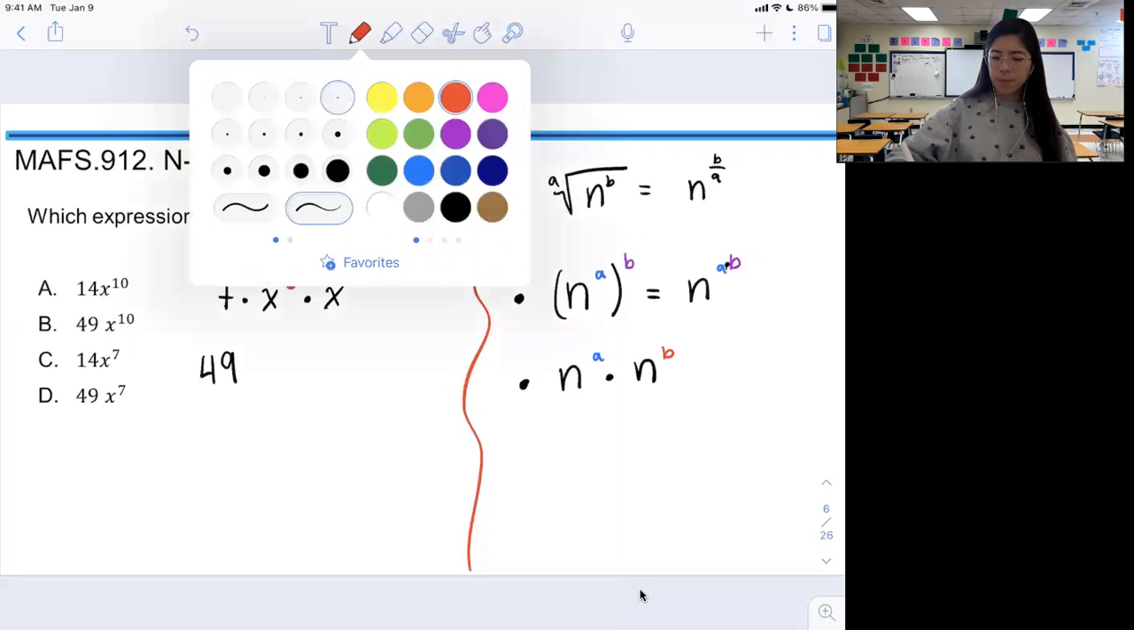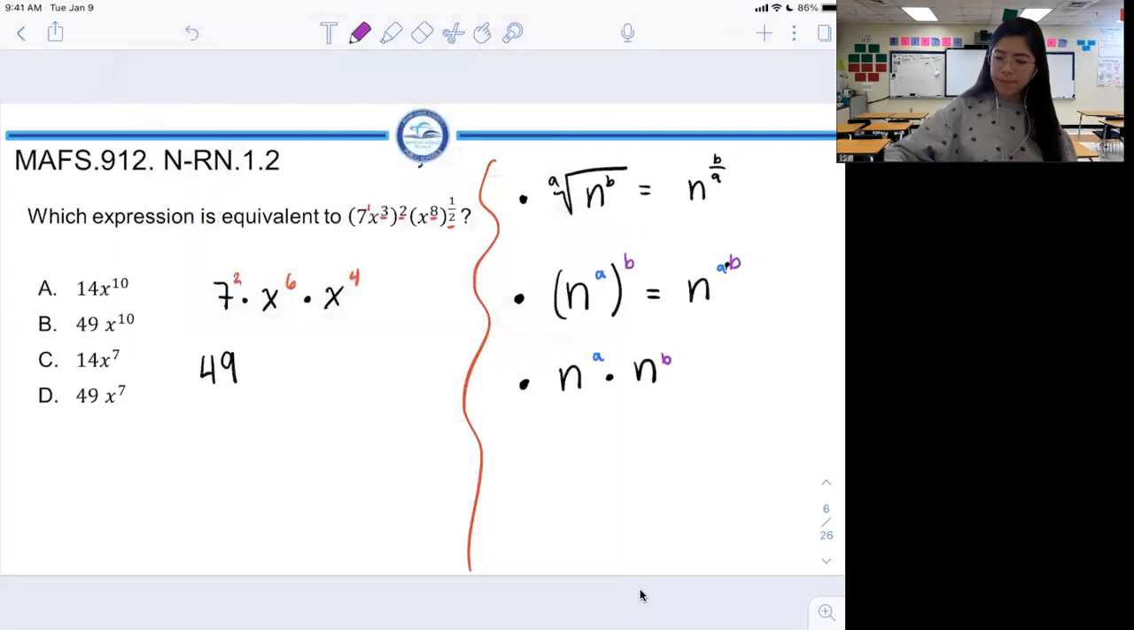Oh, that was supposed to be purple. Hold on, I have to make this perfect. Me and my color coding.